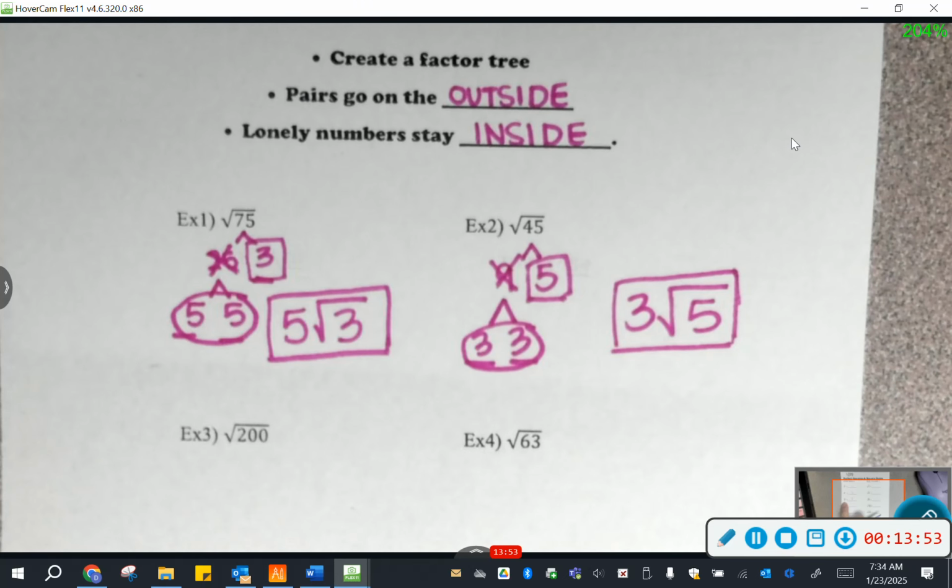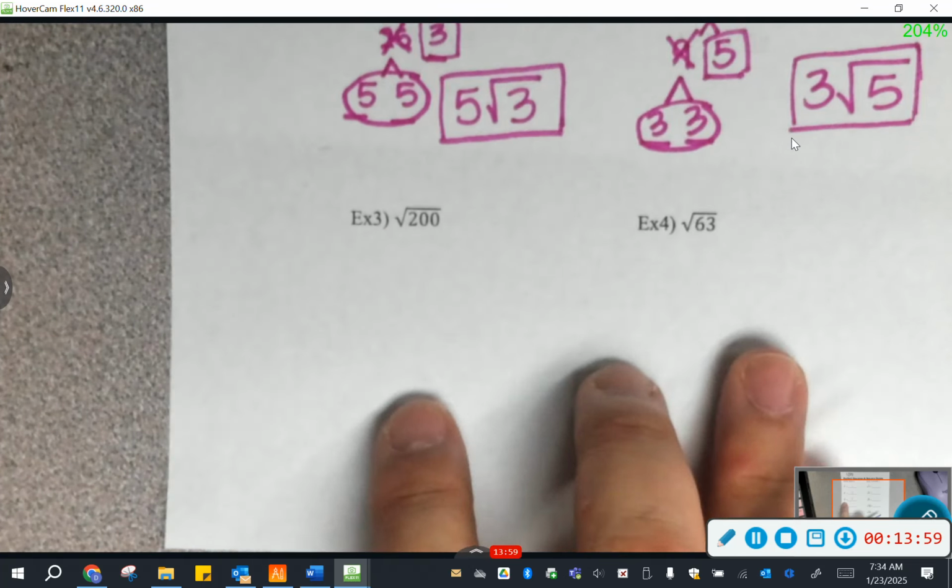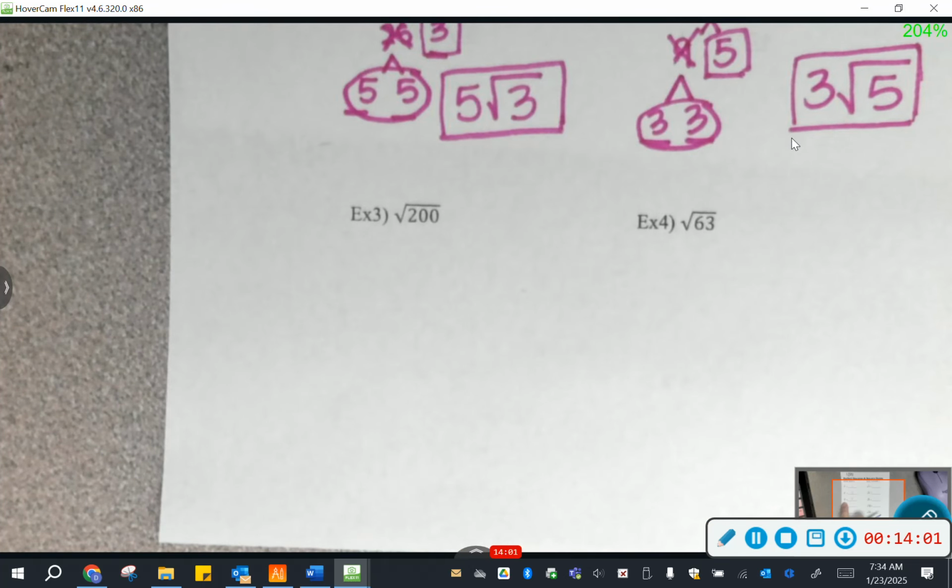Are they always going to be this easy? Unfortunately, no. Can I move on to the next one? Next one's a little bit more complicated. 200, that's a bigger number. How do I get 200?